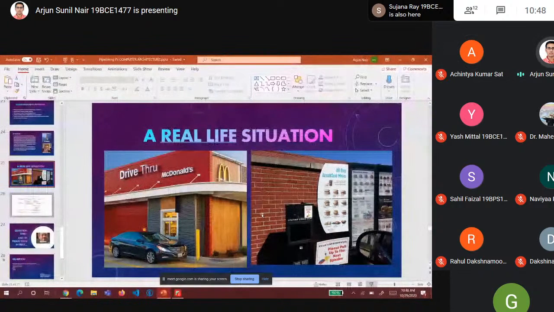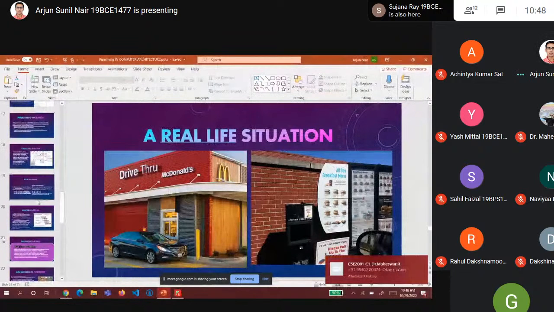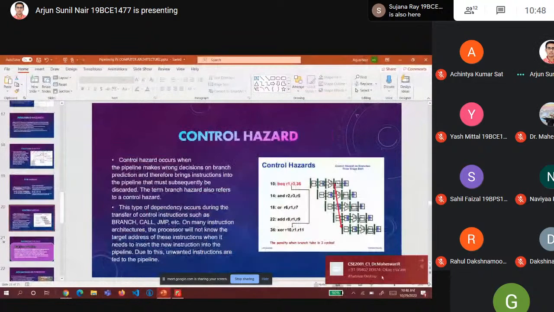Like I was disconnected during the control when I was trying to explain about control hazards. Now I'll just come back to that quickly.